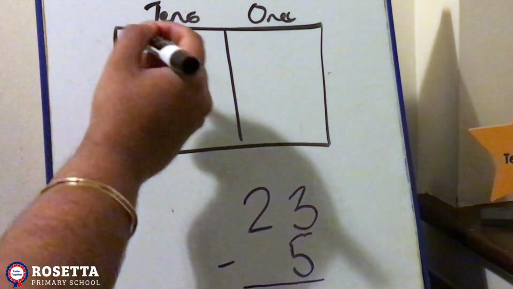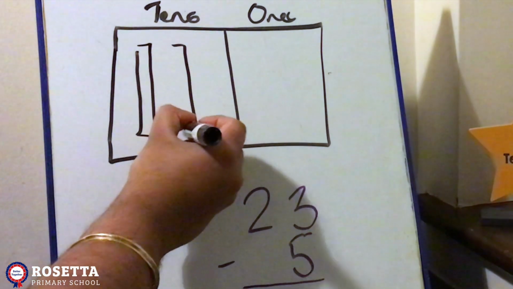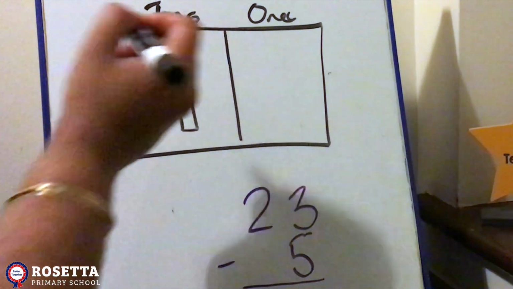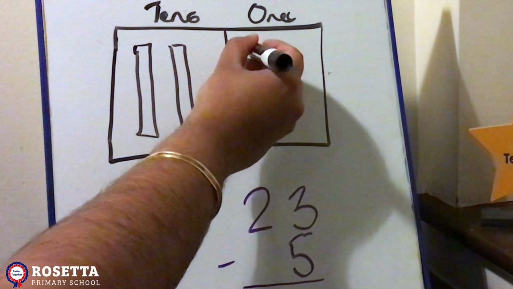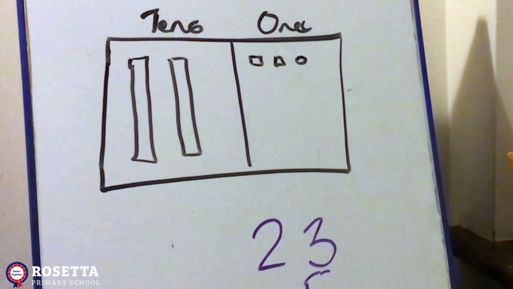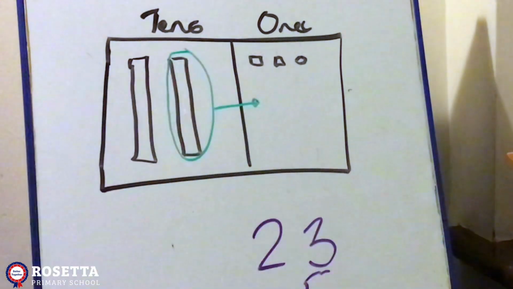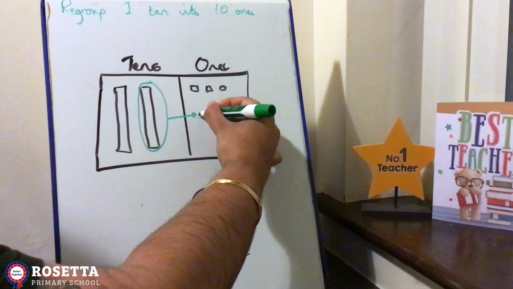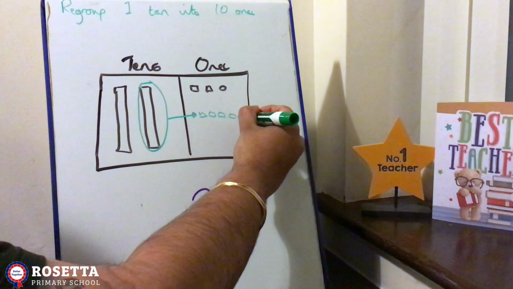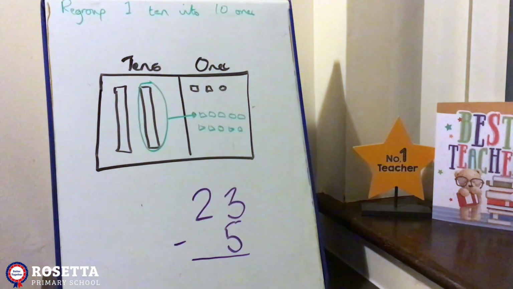But before we begin, let's draw our number. So 23. How many 10s? No, 2 10s. How many 1s? We've got 1, 2, and 3. Okay, so we need to regroup 1 10 into what? What do we need to regroup it into? Count with me. 1, 2, 3, 4, 5, 6, 7, 8, 9, and 10. Fantastic.